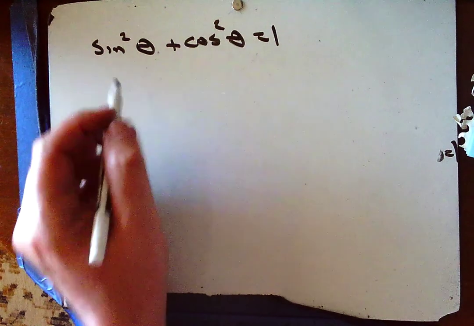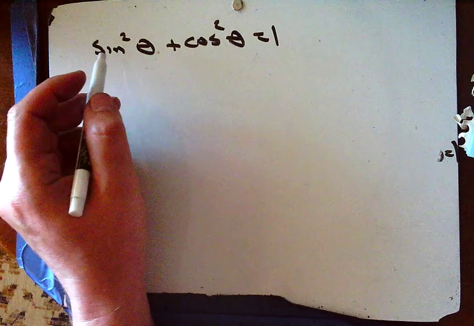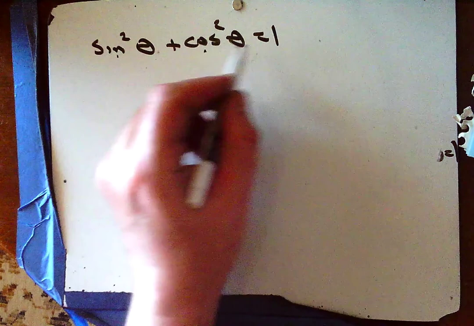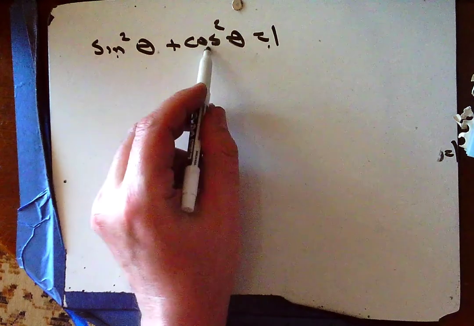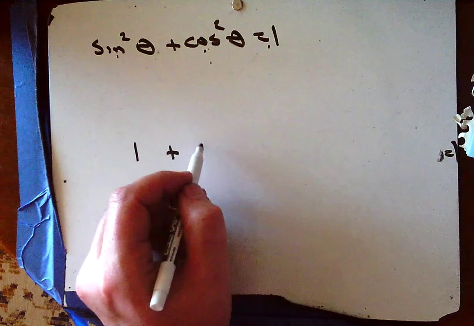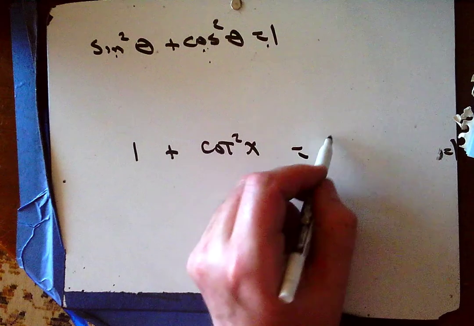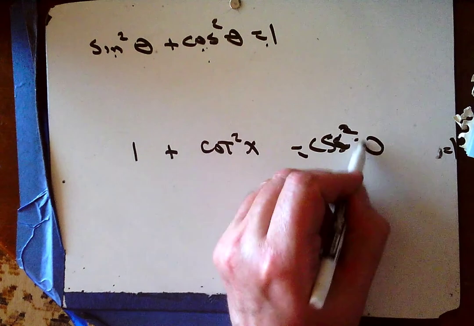I mentioned in the last video that not only do you have to know this basic Pythagorean identity, but you need to know a bunch of them. So, for example, if I divide everywhere by sine squared, I'm going to have 1 plus cosine squared over sine squared, that's cotangent squared, and 1 over sine squared is cosecant squared.